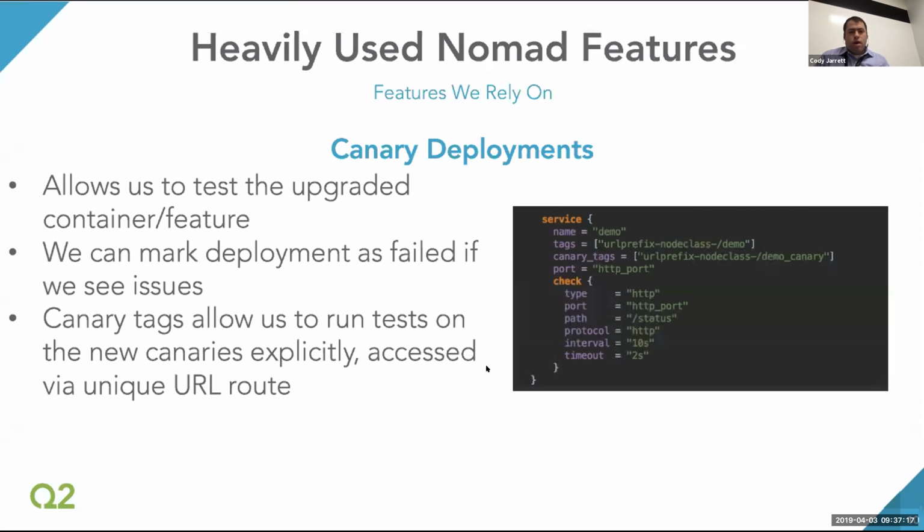Another thing that we use a lot are canary deployments. This allows us to test changes and introduce changes slowly or gradually. We can mark a deployment as failed if we see issues and roll back. And we're starting to look into using canary tags to have a way to hit, based on URI, a new path potentially through Fabio, so we can steer our traffic directly to the new canary container that starts up.